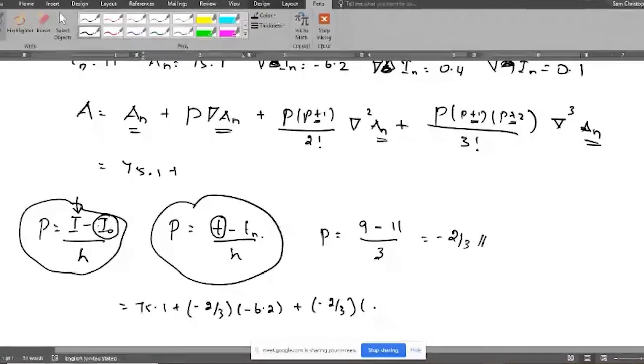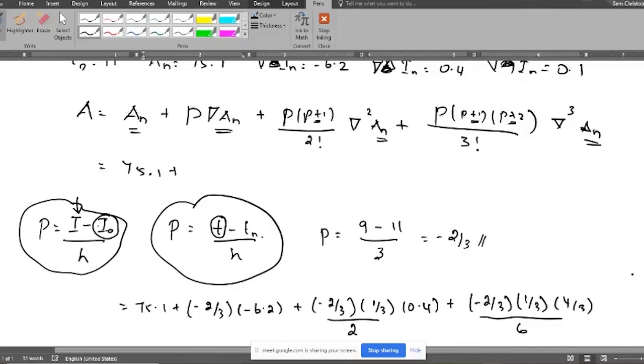So minus 2 by 3 plus 1, which is nothing but 1 minus 2 by 3, which is 1 by 3, divided by 2. Next, gradient square an, which is 0.4, into minus 2 by 3, 1 by 3. Next, 2 minus 2 by 3, which is 6 minus 2 by 3, which is nothing but 4 by 3, divided by 6 into gradient cube of an. What is gradient cube of an? 0.1.